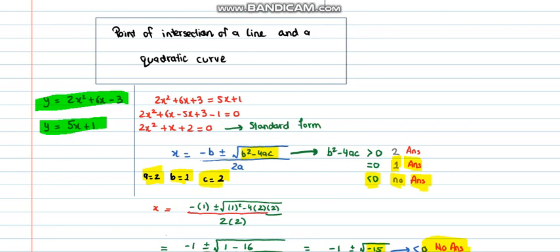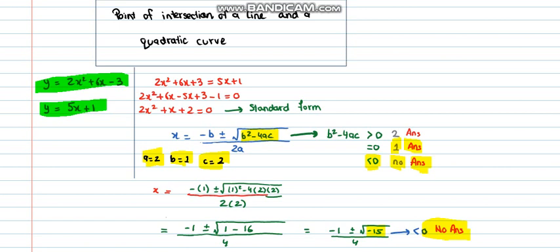So we can see over here that b square is 1 square minus 4 into 2 into 2. This becomes 1 minus 4 into 8, which is 1 minus 16. So 1 minus 16 is minus 15. So it is less than 0. So that means that there are no points of intersection for this case.